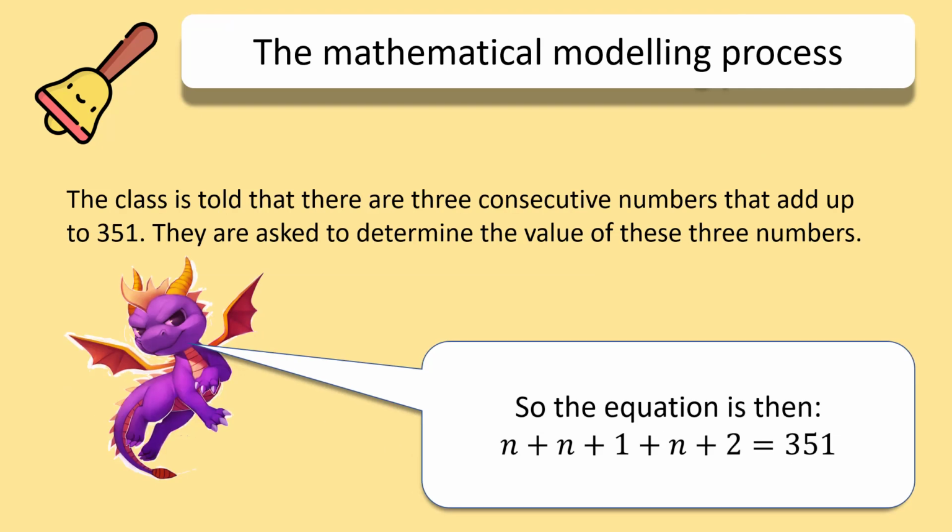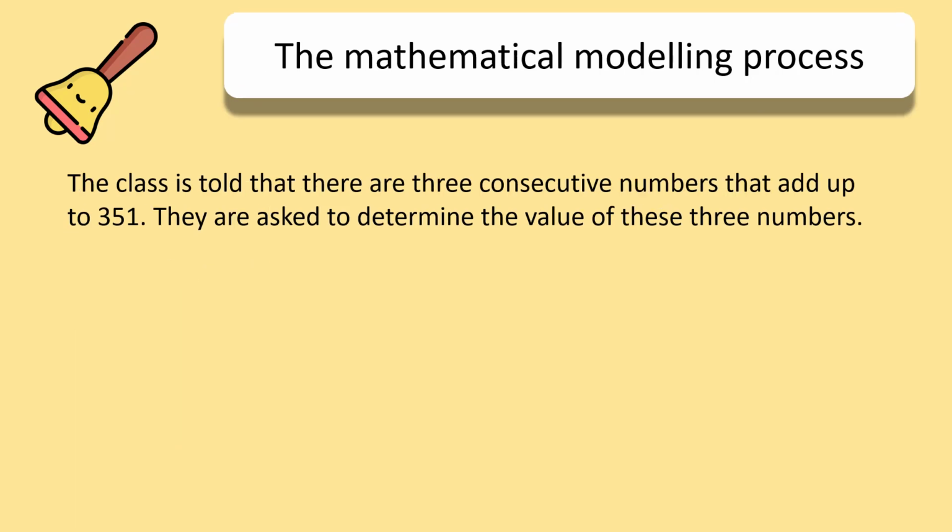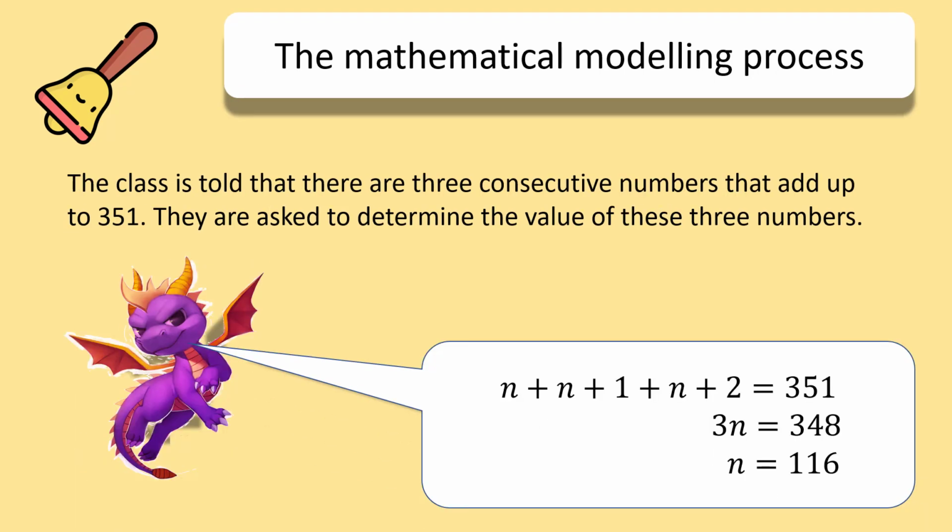Now we need an equation. So if we add the numbers, that will be equal to 351. Voila, we've got our equation. All that remains is to solve our equation. And we'll use algebra to do that for us. See on the left side, 3n plus 3, and we subtract the 3 from both sides, and then 3n is 348, so we divide by 3 on both sides, and n is 116.